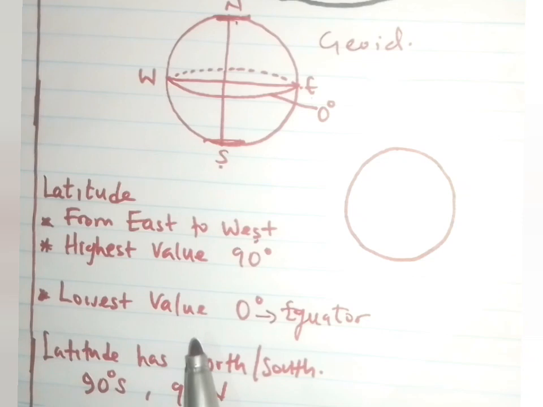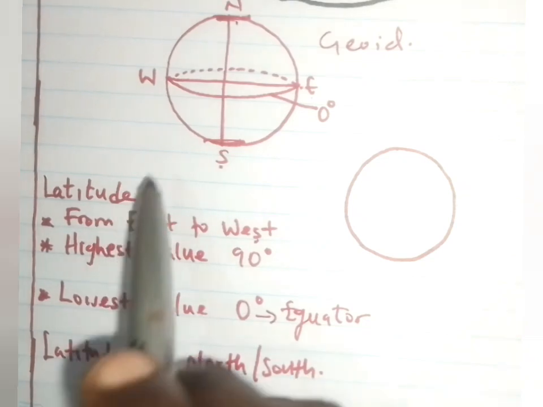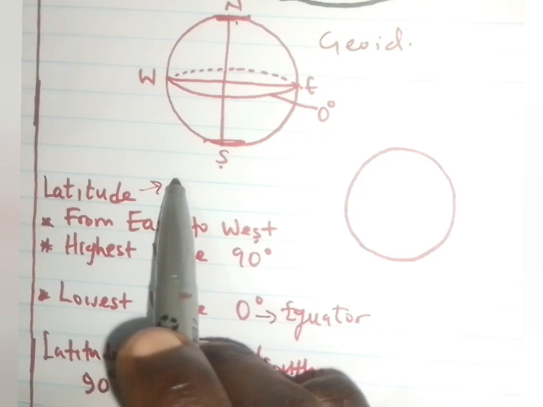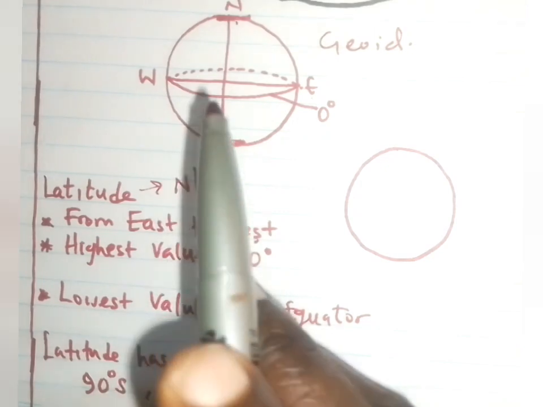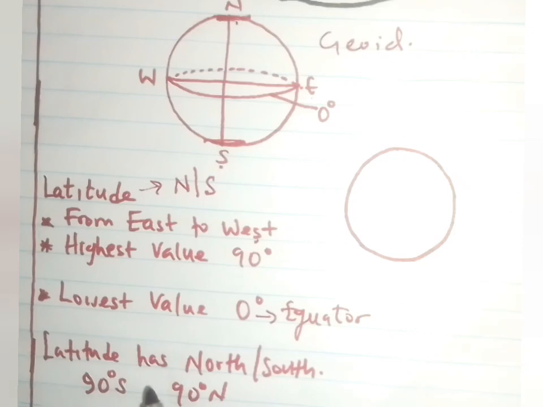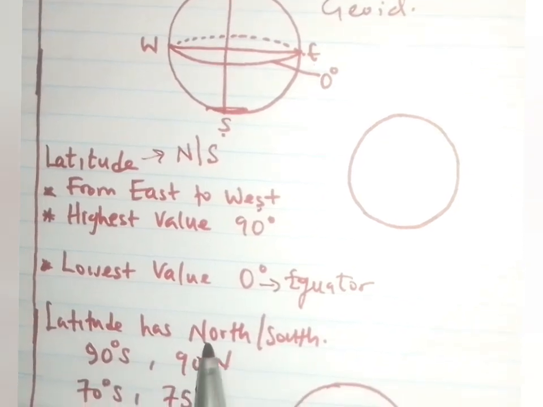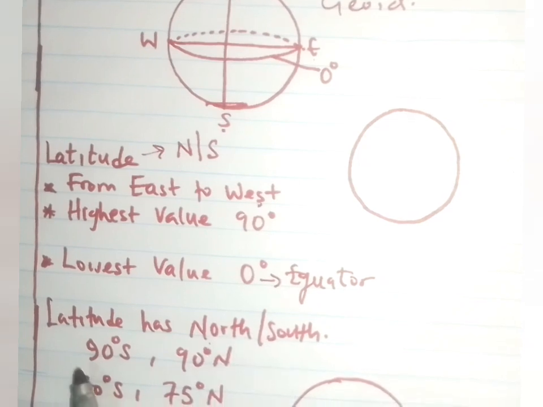Now take note of something very, very important. Latitudes measure angles from north to south, or you can say south to north, whichever one you like. Latitude comes in the form of a numerical value, and at the side of the number, you're going to have north or south. Latitude always comes with north or south. So something like 90 degrees south, 90 degrees north, 70 degrees south, 75 degrees north, 33 degrees north, 42 degrees south, all these numbers are latitudes. They run from east to west.